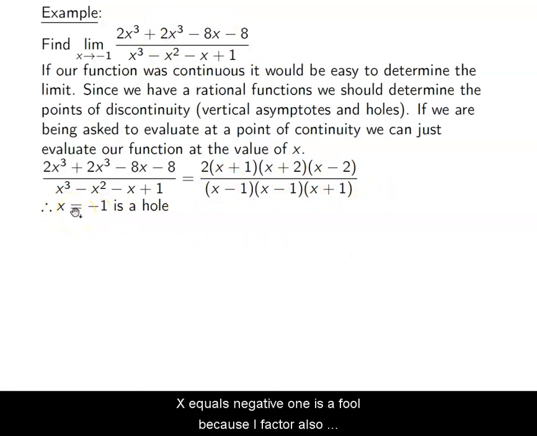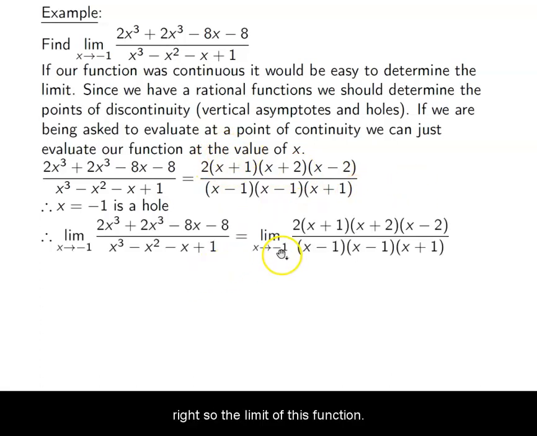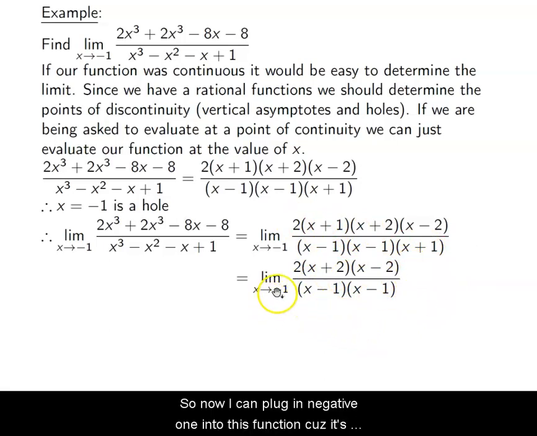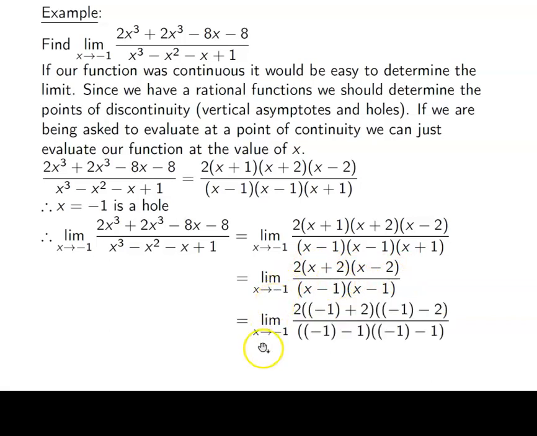My point x equals -1 is a hole because that factor also shows up in the numerator. So this isn't actually an easy case, because what I can do is just cancel out those two terms, right? So the limit of this function is the same as the limit of this function. It's the same function, I've just simplified it, right? So I cancel out the hole. So now I can plug in -1 into this function because it's continuous at this point, right? So when I plug in -1 everywhere and calculate the value, I get -6/4, or -3/2.